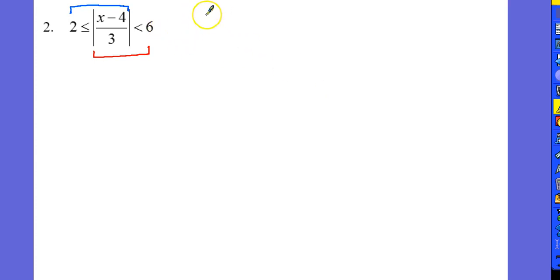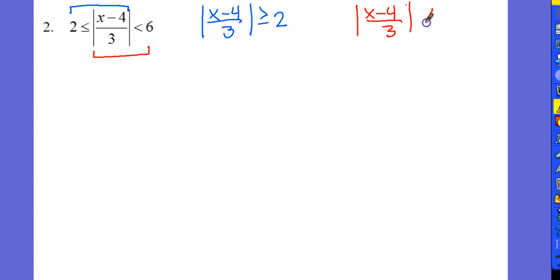So the first time we're going to solve, what did I do first on that? I flipped it up. So the absolute value of x minus 4 over 3 is greater than or equal to 2. Reversed the whole thing. Switched to my second color, gave myself a little room to work. The absolute value of x minus 4 over 3 is less than 6. Now that they're separated, we have to solve them both twice. Do you agree? Yes? No?